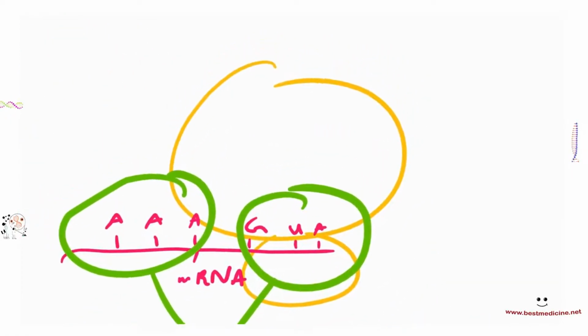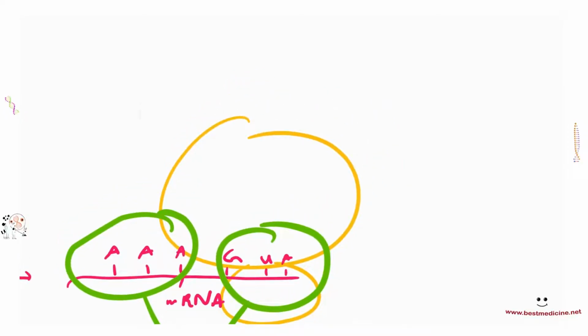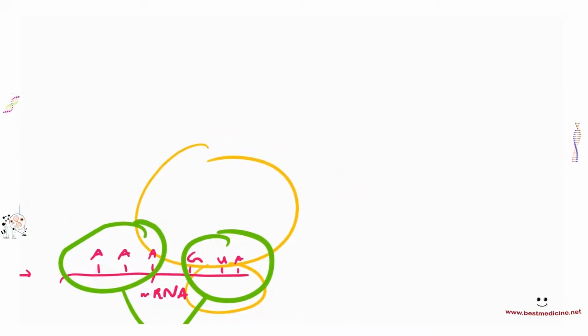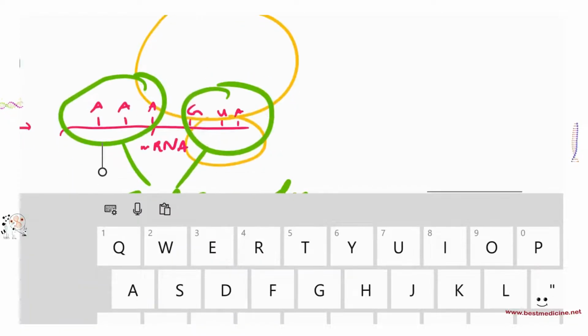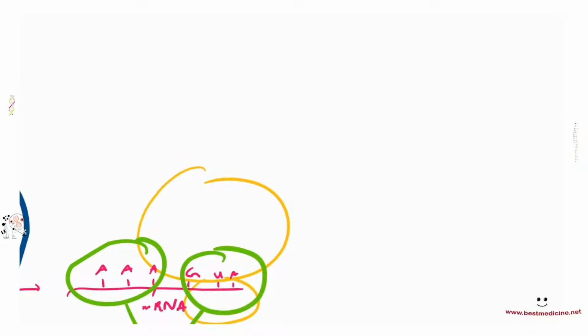Let me show you. Because each of these codons is going to code for an amino acid, we have to have a system to recognize the amino acids in the cell to come and bind to the ribosome when these bases come here. And we do have a system. The system essentially contains something called transfer molecules, or transfer RNA.